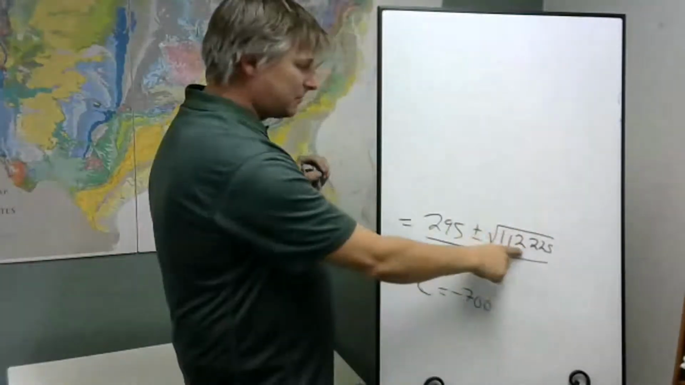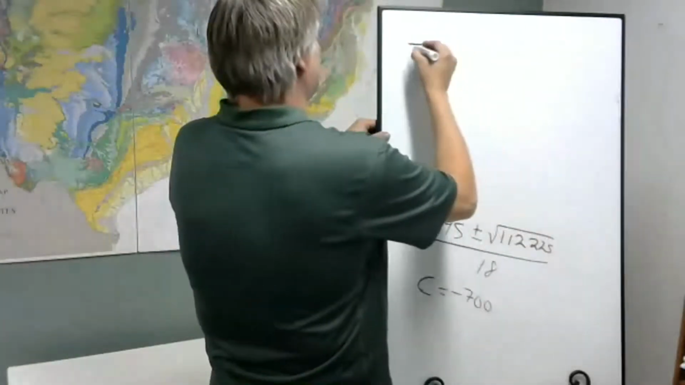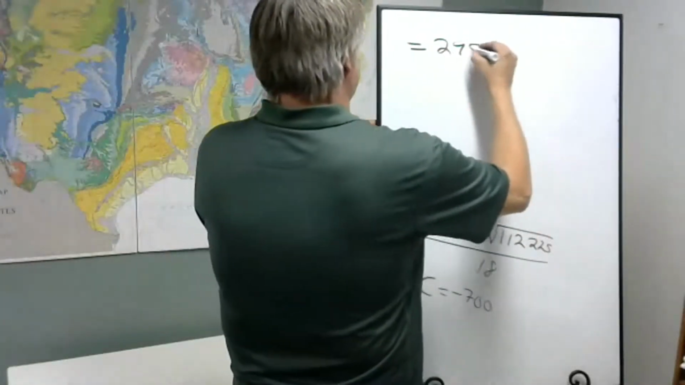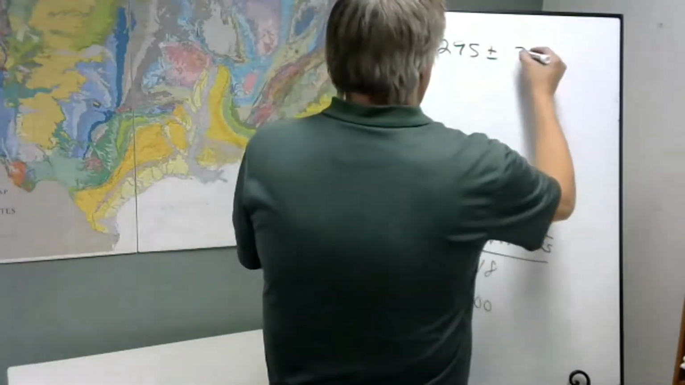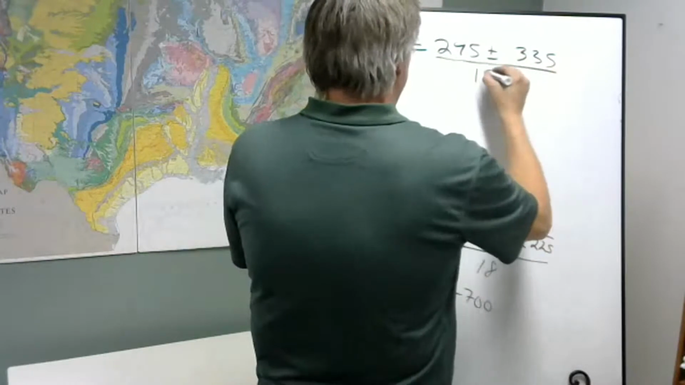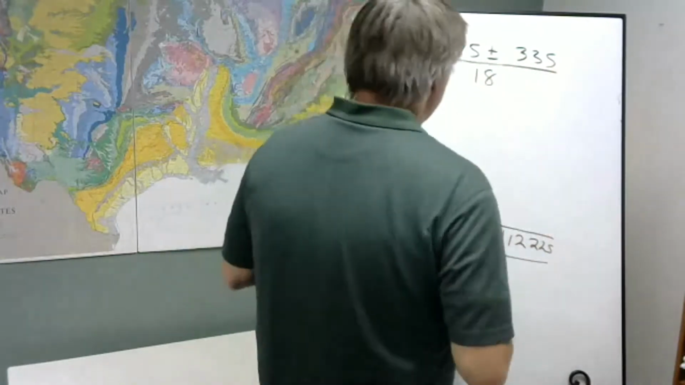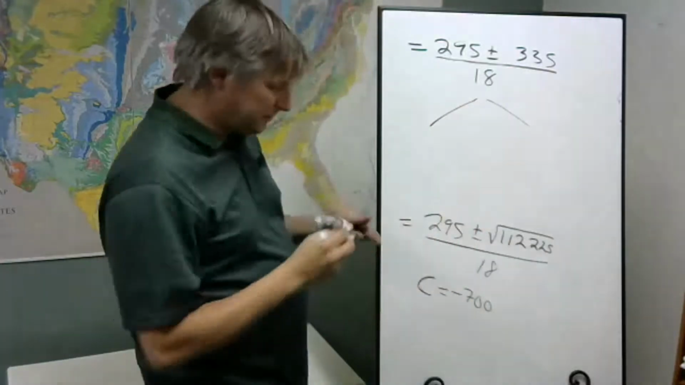So if we take the square root of this, let's see, we'll get 335 divided by 18. And again, this is going to break down into two scenarios.